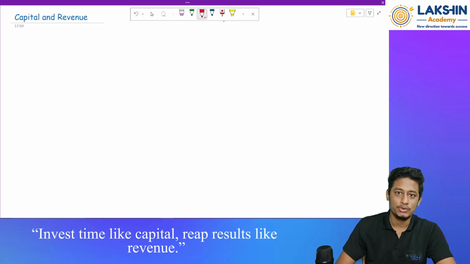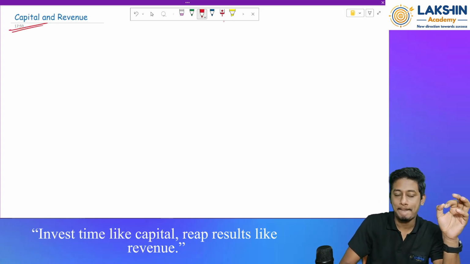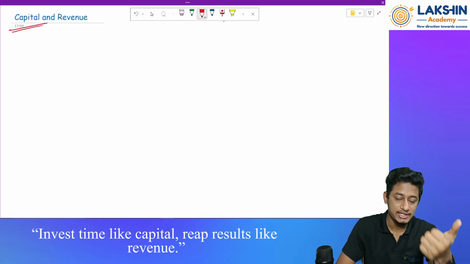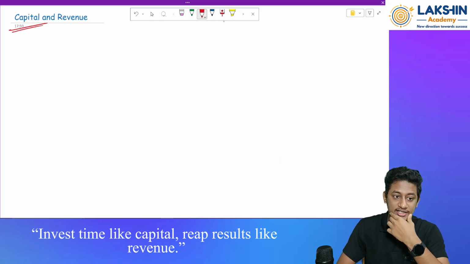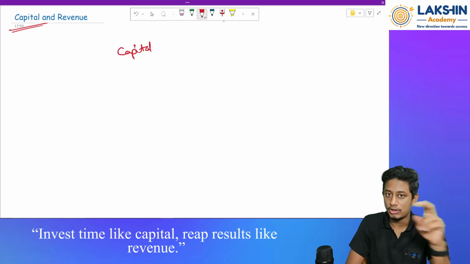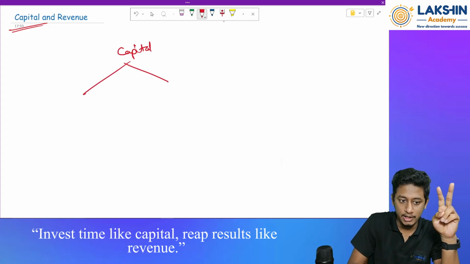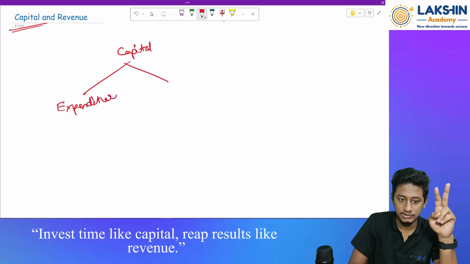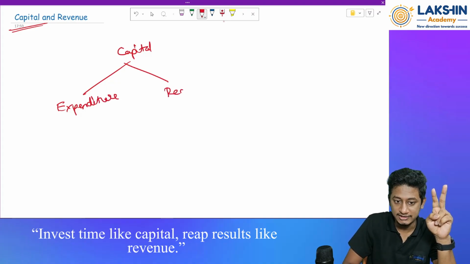Hello everyone. So today we will start with the next unit, that is capital and revenue expenditures and receipts. So first of all, let us understand how many types of them are there. Whenever I say capital, we have two types in that. First of all, we have expenditure, and we also have receipts. Don't worry, I will tell you what is what.